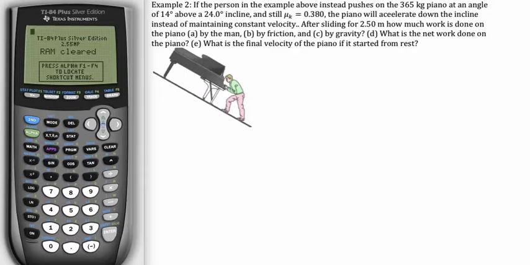The friction coefficient is given. That's the friction coefficient between the piano and the slope. And we're told that the piano will accelerate down the incline instead of maintaining constant velocity. So one thing here is that a value should be given rather than just referring to a previous problem. So it was an oversight on my part. But we do need a particular value that's referred to here, the pushing value.